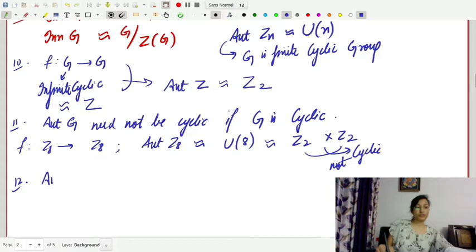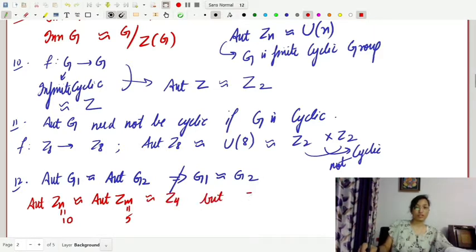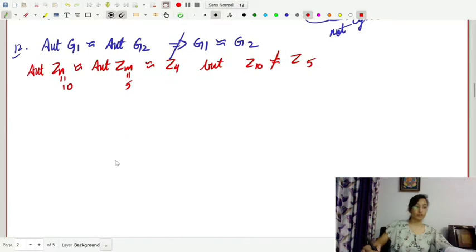Twelfth, if Aut of G1 is isomorphic to Aut of G2, it implies G1 is isomorphic to G2. This is not true. For a counterexample, we will see that Aut of Zn is isomorphic to Aut of Zm for n equal to 10 and m equal to 5, that is isomorphic to Z4, but Z10 is not isomorphic to Z5. Their numbers of elements are different.